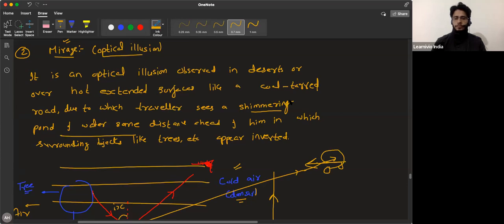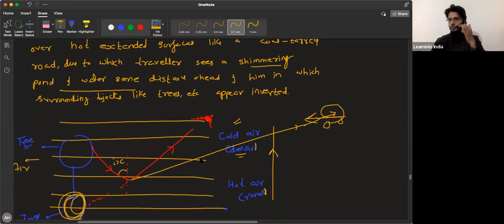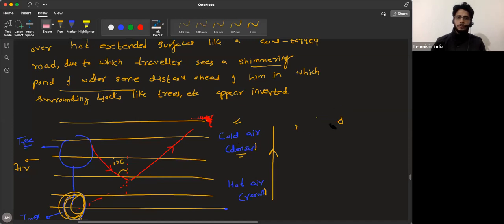Written? Yes, sir. Draw this ray diagram. So for the time being, just leave this ray. So in TIR, in mirage, you're basically getting the image of a tree on the ground, which seems like it's just some water.